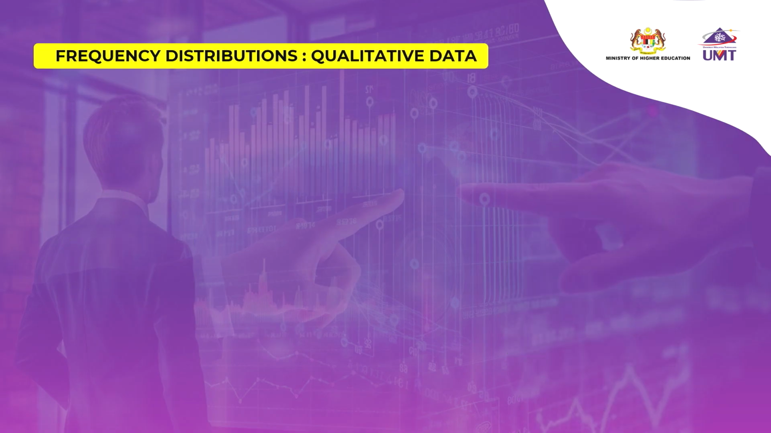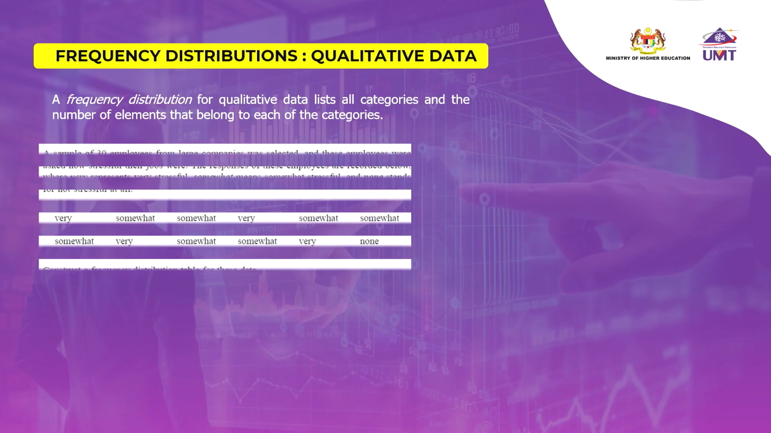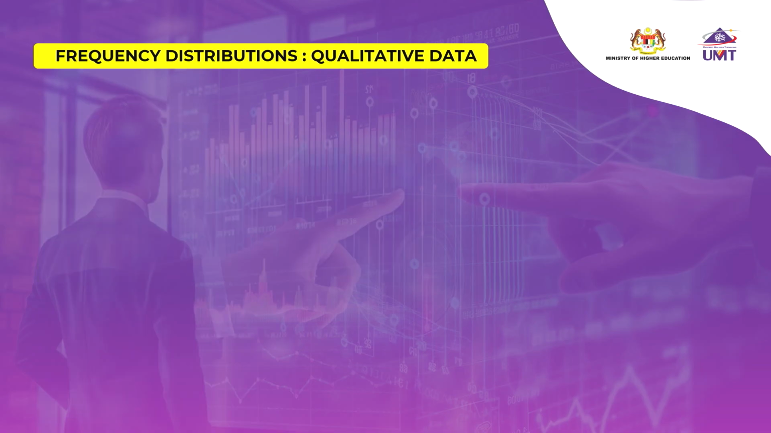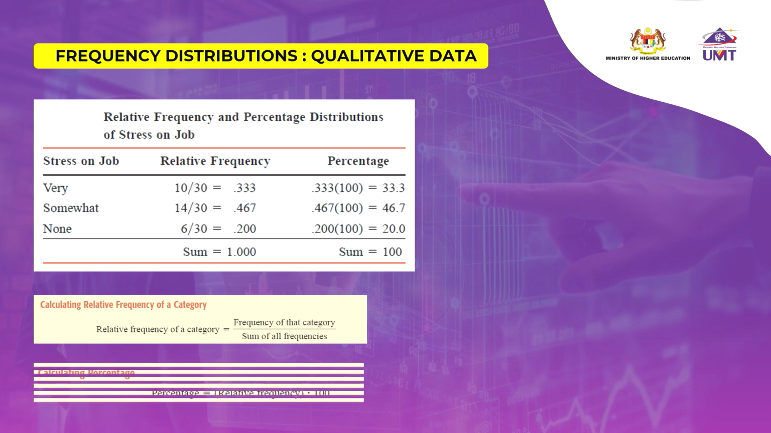For qualitative or categorical data, we list each category and the frequencies it appears. For example, in a survey about job-related stress, we would count how many individuals fall into each stress level category. From the frequency distribution, we can also count relative frequency and percentage as shown in this slide.